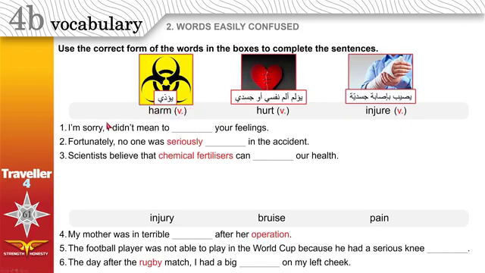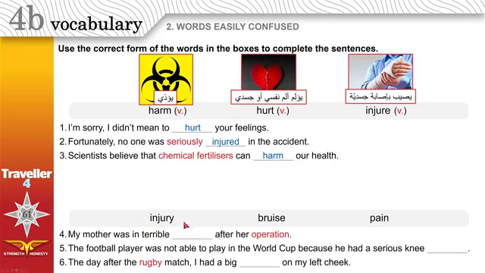Now let's complete the sentences. I'm sorry, I didn't mean to... your feelings. We are talking about feelings here. I didn't mean to hurt your feelings. Fortunately, no one was seriously badly... in the accident. Nobody was injured in the accident. Scientists believe that chemical fertilizers, a fertilizer is something that you add to the soil to help plants grow. And using these chemical fertilizers can harm our health, can make us sick.